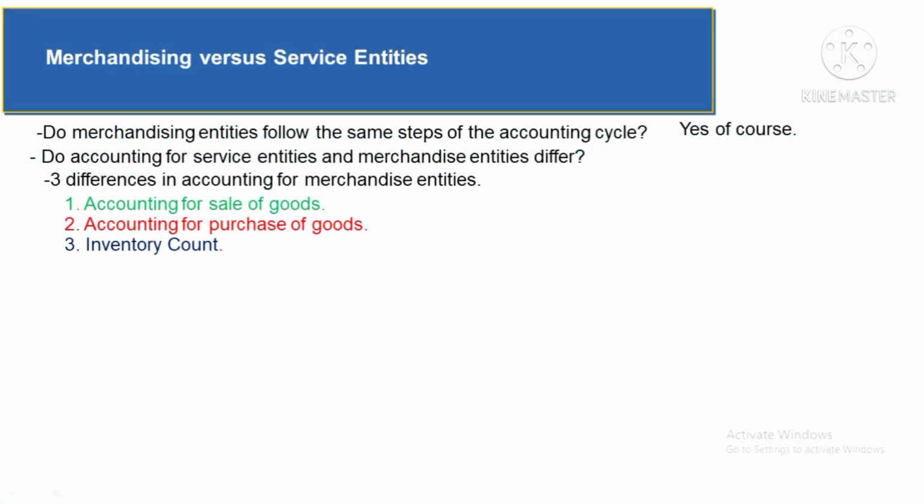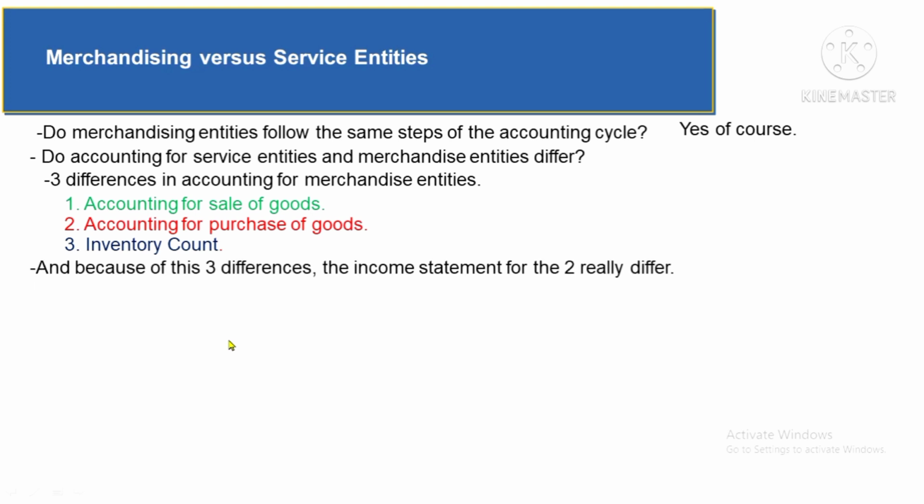I have already mentioned that we are going to go deeper on these 3. But before we do that, I would like to emphasize that because of these 3 again, the income statement for service entities versus the merchandise entities differ. So let's have the first one, which is the income statement for service entities. As you can see, it is as simple as revenue less expenses, and then you are going to get the net income immediately. As for merchandise entities, it's a little bit complicated.